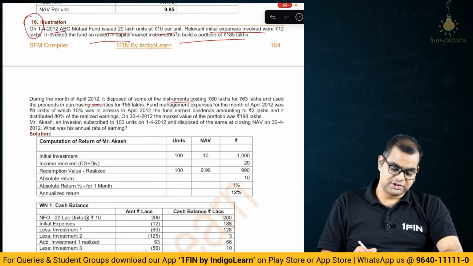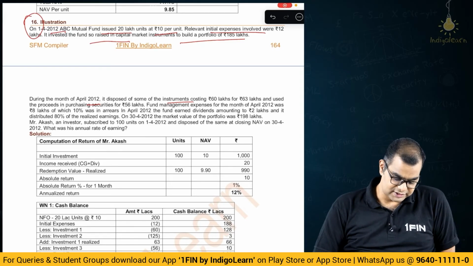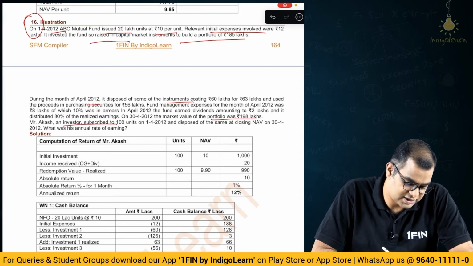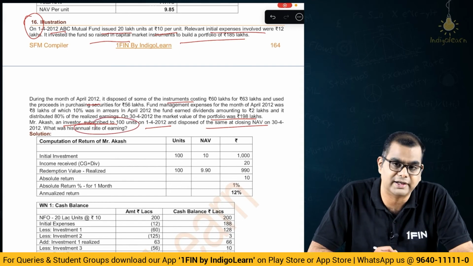Fund management expenses for the month of April were 8 lakhs, of which 10% was in arrears in April. In April 2012, the fund earned dividends amounting to 2 lakhs and it distributed 80% of the realized earnings. On 30th April, the market value of the portfolio was 198 lakhs. Mr. Akash and other investors subscribed to 100 units on 1/4/2012 and disposed of the same at closing NAV on 30/4/2012. What is the annual rate of earning?